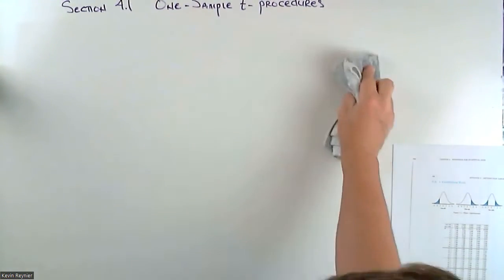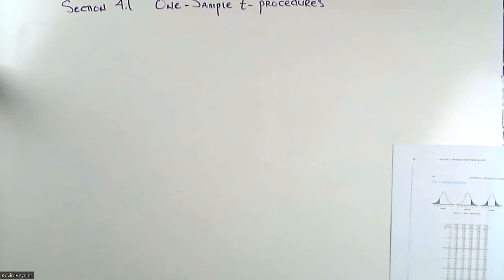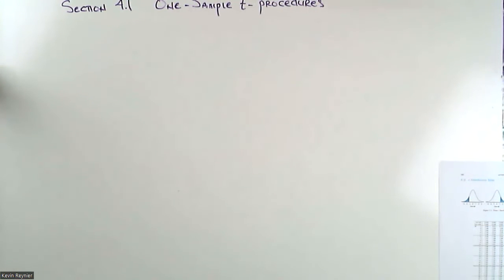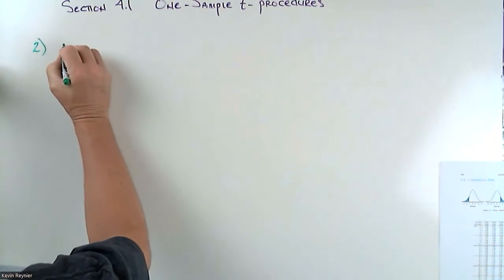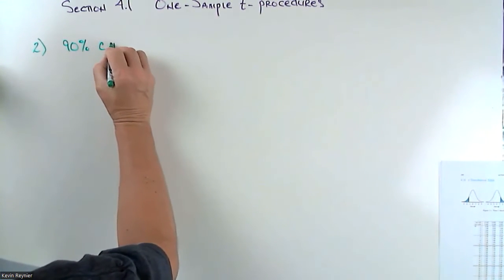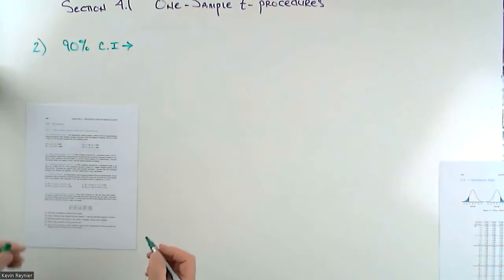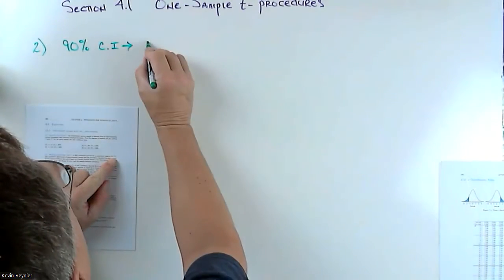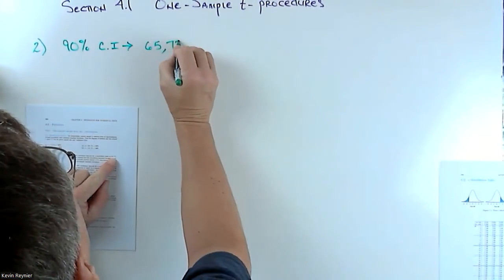So our homework asks us to do problem number 1. It also asks to do problems 2, 3, 4, and 5. Problem 2 says we're going to work backwards here. It says we have a 90% confidence interval for a population mean. And we know what that is, right? That 90% confidence interval goes from 65 to 77.